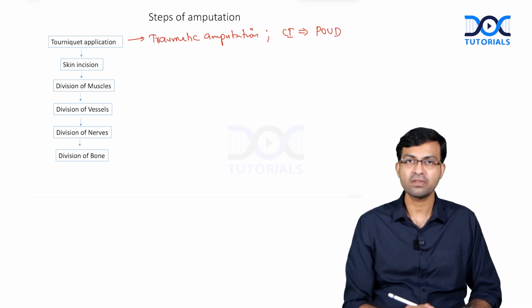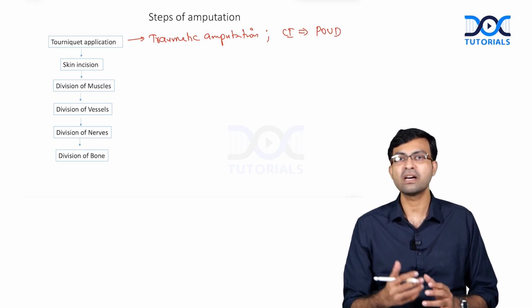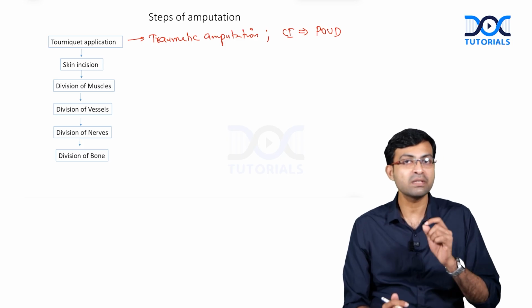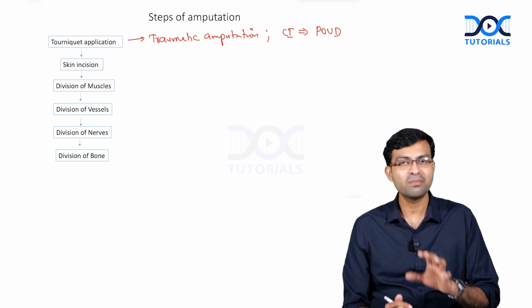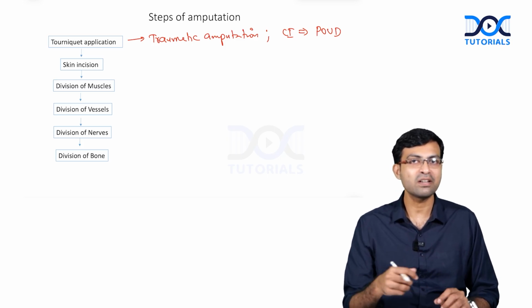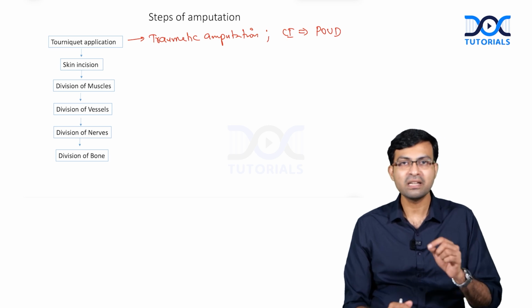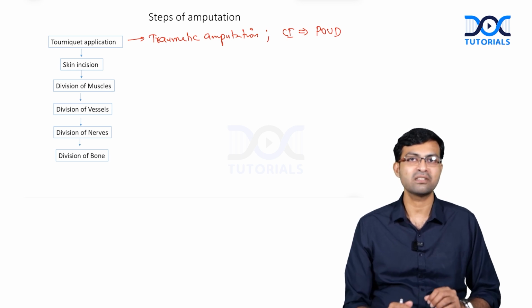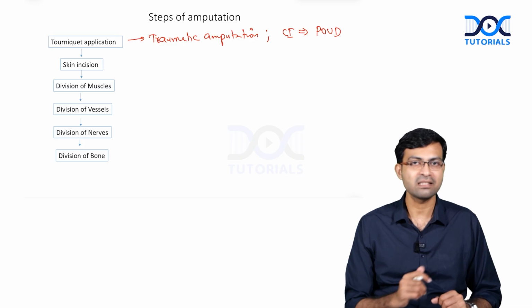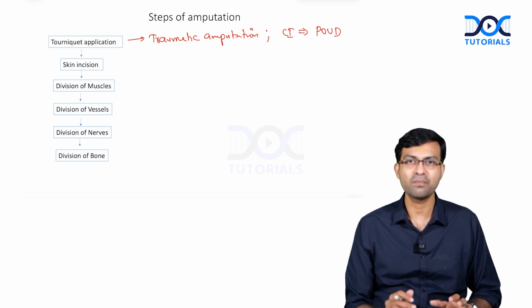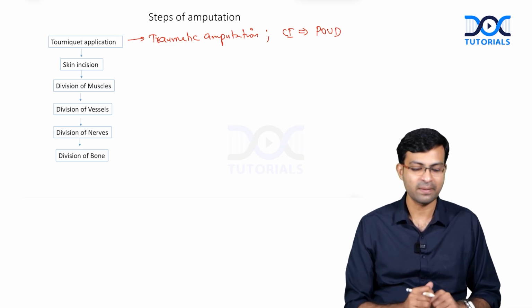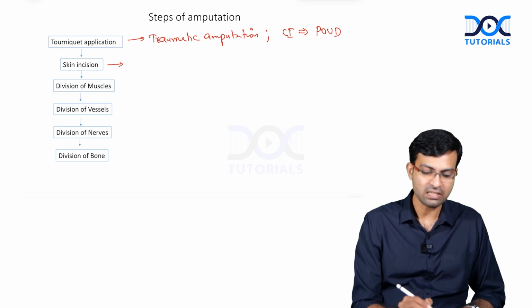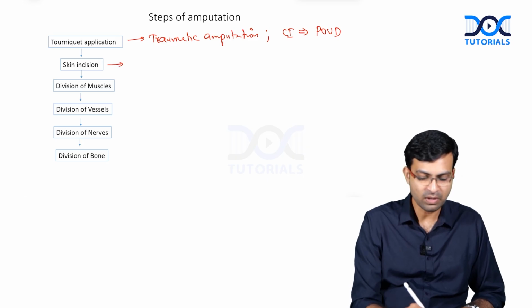If the patient is suffering from an ischemic condition and you are doing an amputation for it, tourniquet must not be applied. Why? Already the blood supply is low and you are applying a tourniquet, and now you are diminishing the blood supply to the normal areas also. So don't apply tourniquet in an ischemic condition. Traumatic condition you can apply it because this is going to reduce the bleeding. Then you do the skin incision. Usually for BK amputation we use a skin incision called the fish mouth incision.